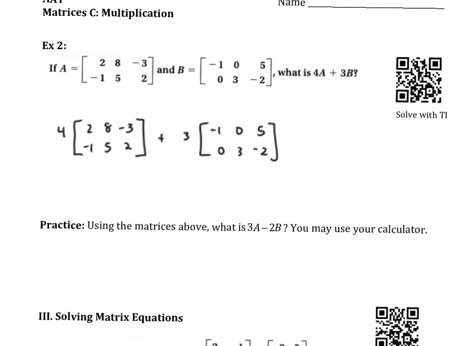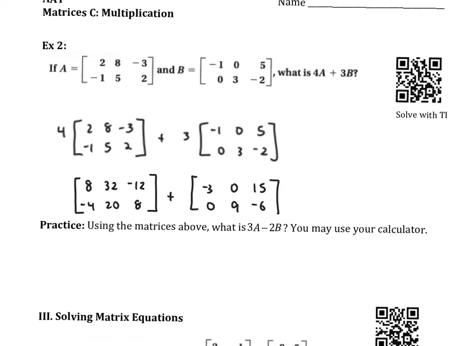Now I'm showing you this step right here, but you're welcome to skip this and jump straight to the next part, because now this 4 gets distributed to all 6 of those elements. I'm not going to write the product part, I'll just write the end result. So we get an 8, a 32, a negative 12, a negative 4, 20, and an 8 again. Then multiply the 3 everywhere. Negative 3, 0, 15, 0, 9, and negative 6.